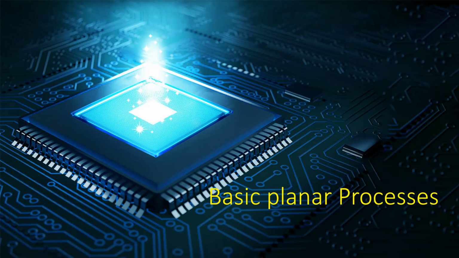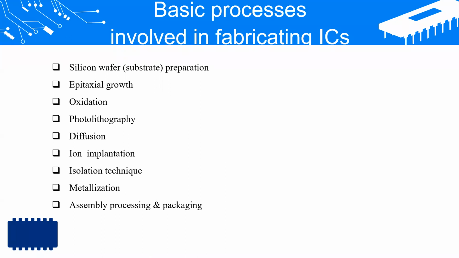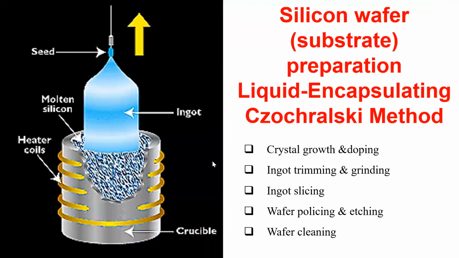The basic planar process involves 9 steps. The first one is silicon wafer or substrate preparation. The second one is epitaxial growth, then oxidation, photolithography, diffusion, ion implantation, isolation technique, metallization, and assembly processing and packaging. So these are all the general steps involved in fabricating ICs. We will discuss them one by one in detail.